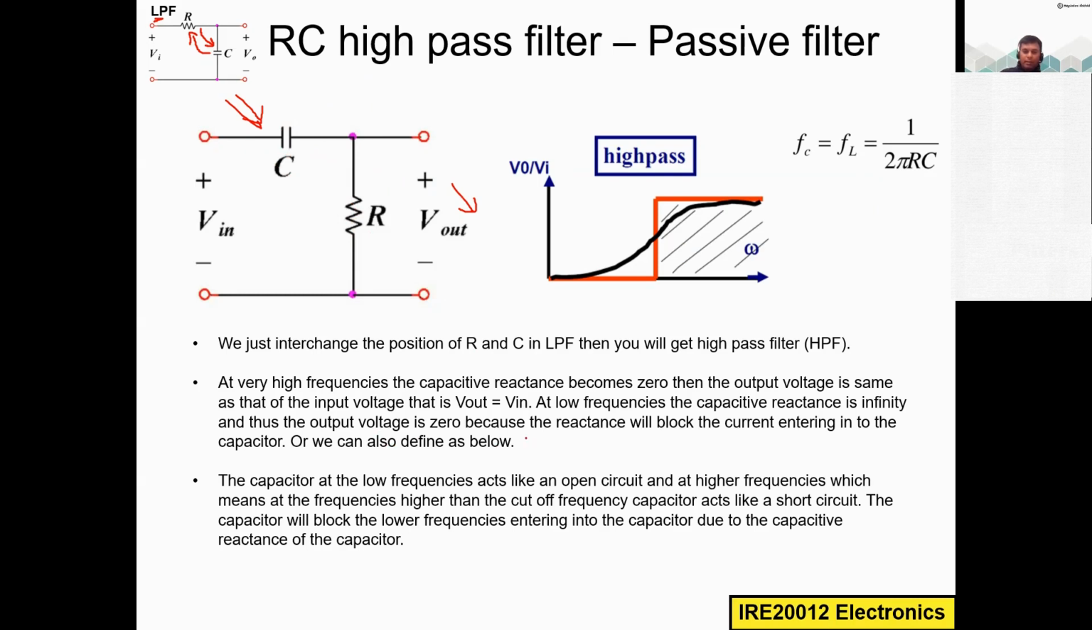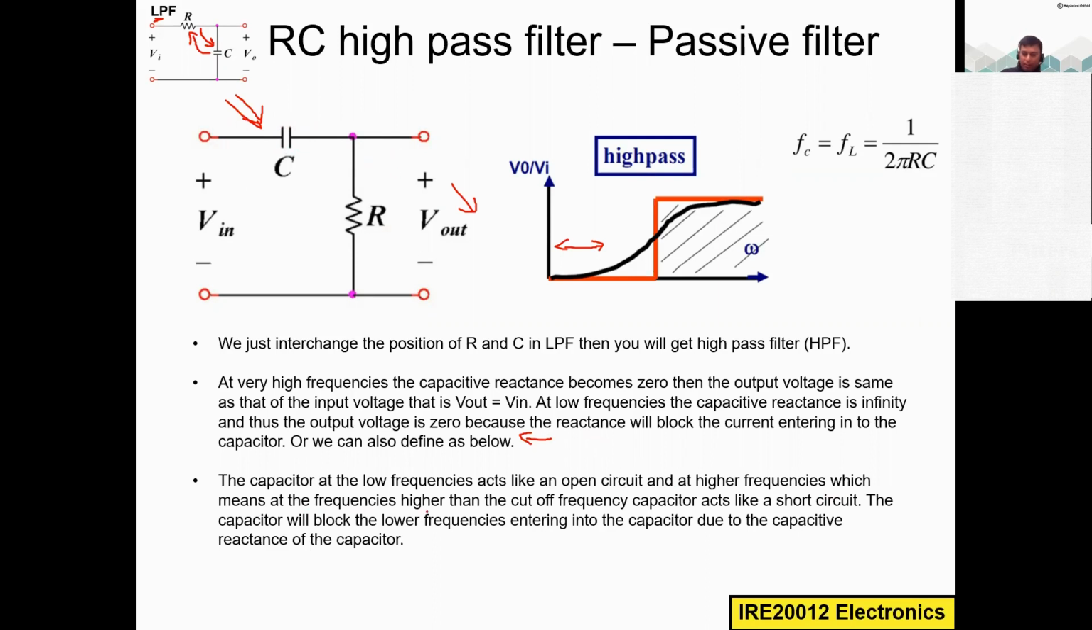If you just read this definition, you will understand what it means, and you can compare with the low pass filter. The capacitor at low frequencies acts like an open circuit because here it's in series. So what does it mean? The signal cannot pass through, so the output is zero at the low frequencies. But when you increase the frequency, at high frequencies, the capacitor will become a short circuit. So it will pass the frequencies and you can get the output.